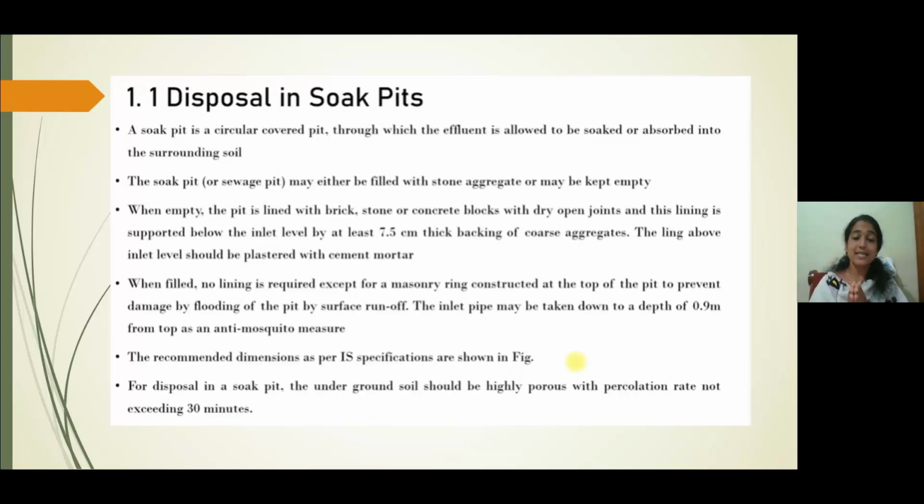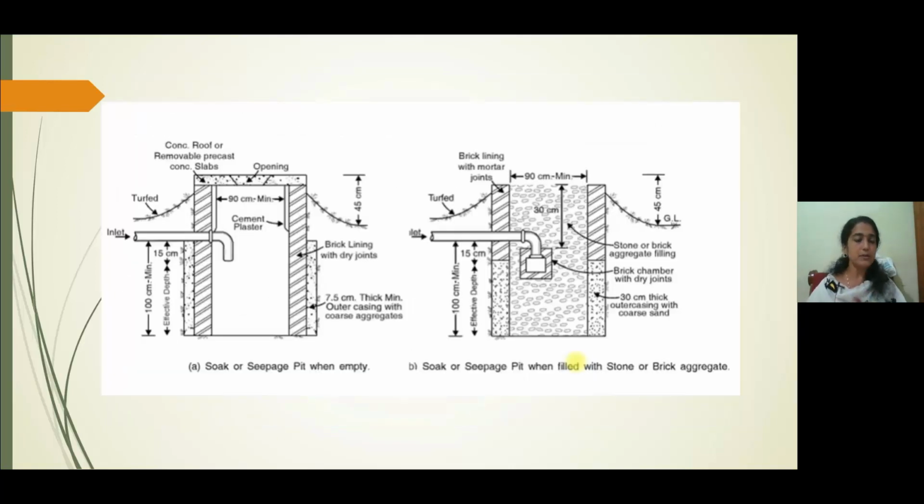A soak pit is a circular covered pit through which the effluent is allowed to be soaked or absorbed into the surrounding soil. Soak pits are of two types. The first one is the empty type. The second one is filled with coarse brick or stone aggregates. The first figure shows the sectional view of an empty soak pit.